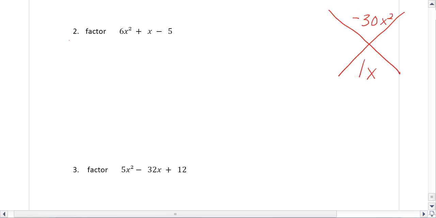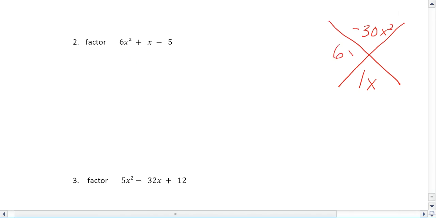Let's look at example 2 now. I'm always checking for a GCF, not seeing any, so we proceed to our diamond. First times last is negative 30x squared. The middle term is 1x. The two things that multiply to get 30 and add to get a 1 would be a 6x and a 5x. And in order for the 1 to be positive, this would be negative.